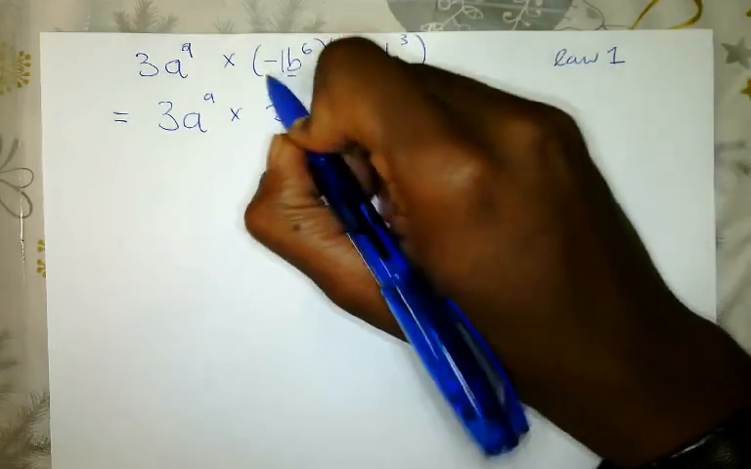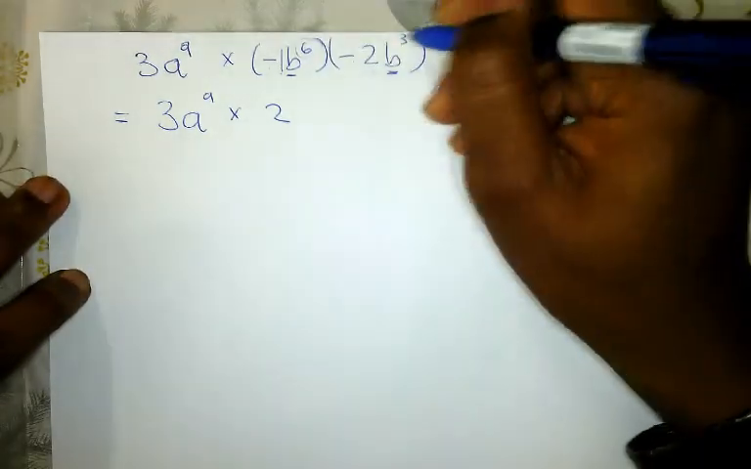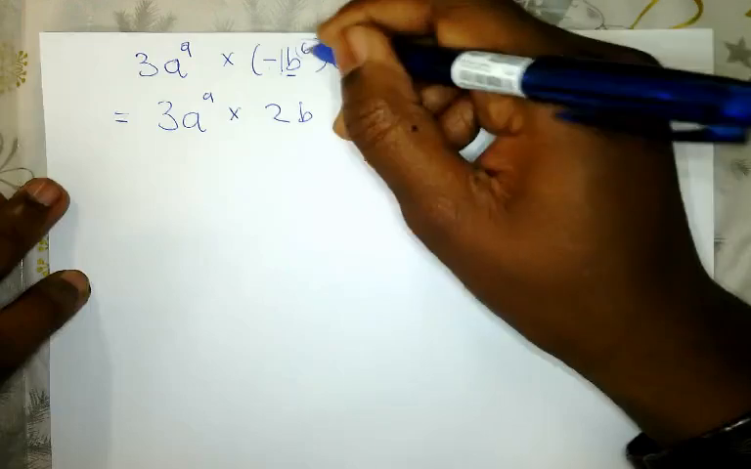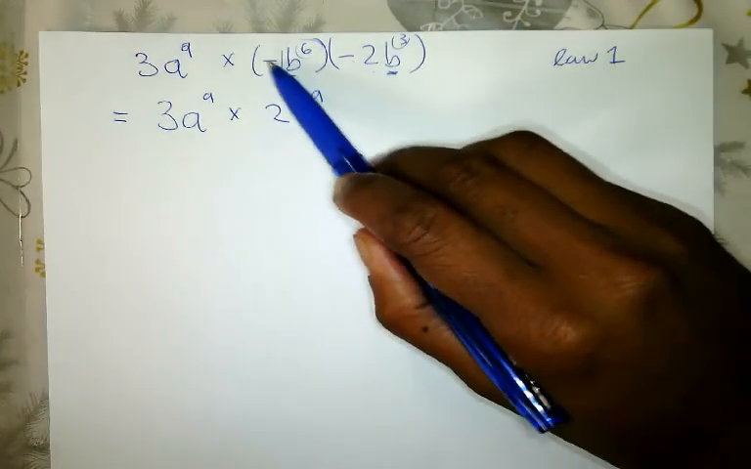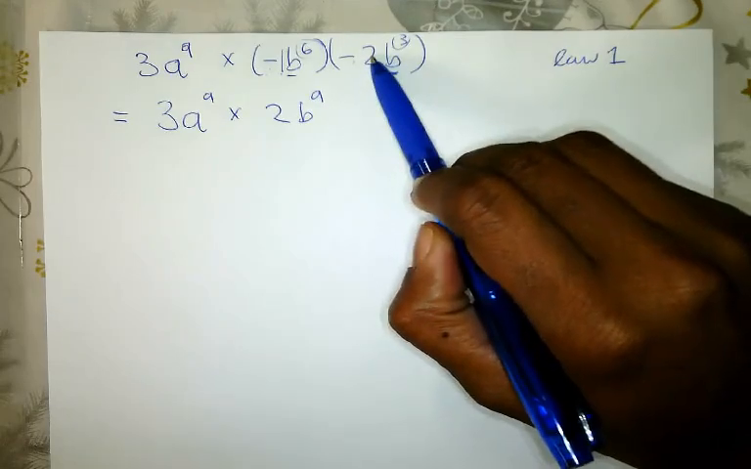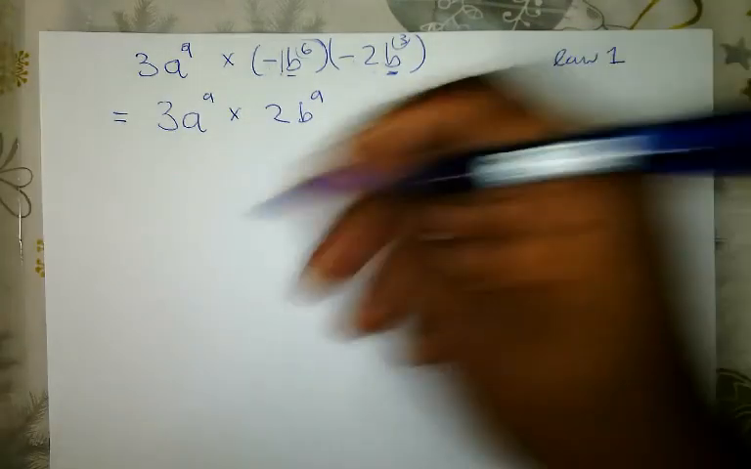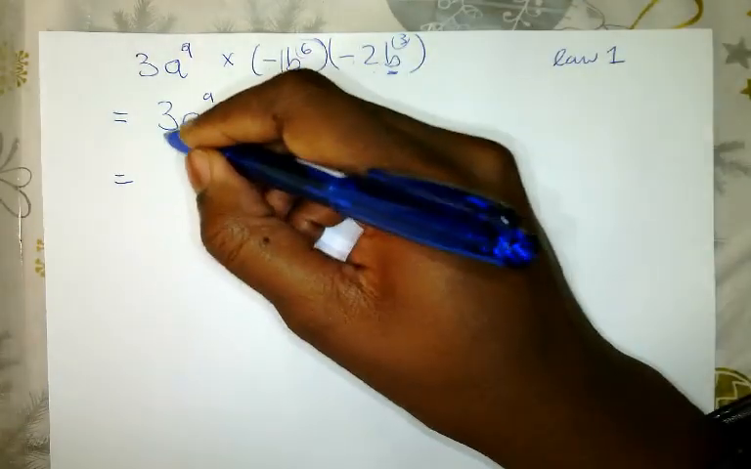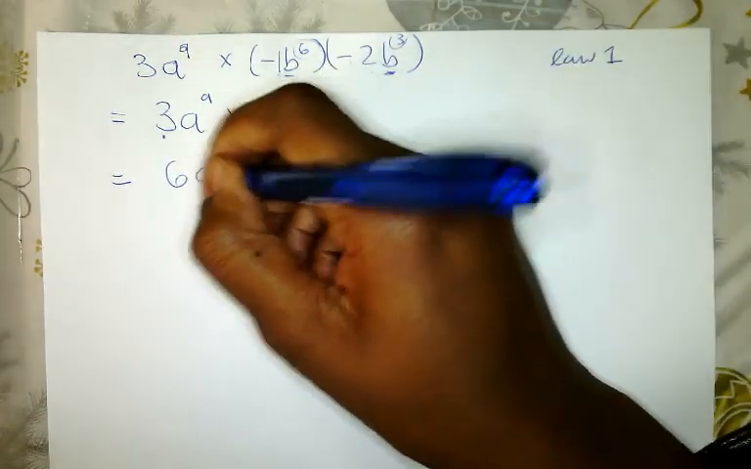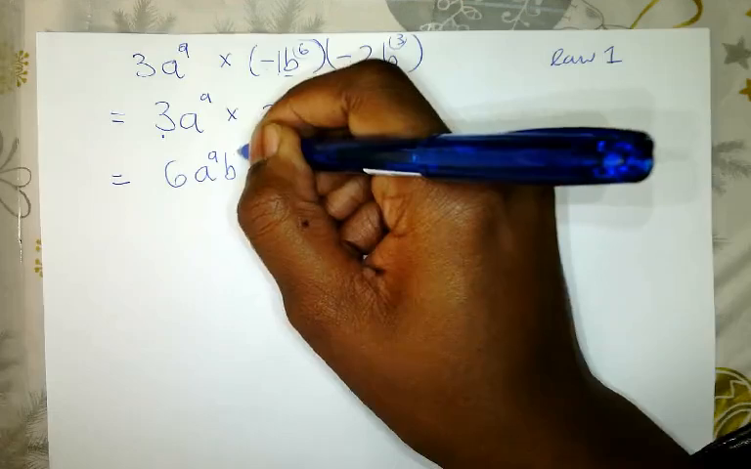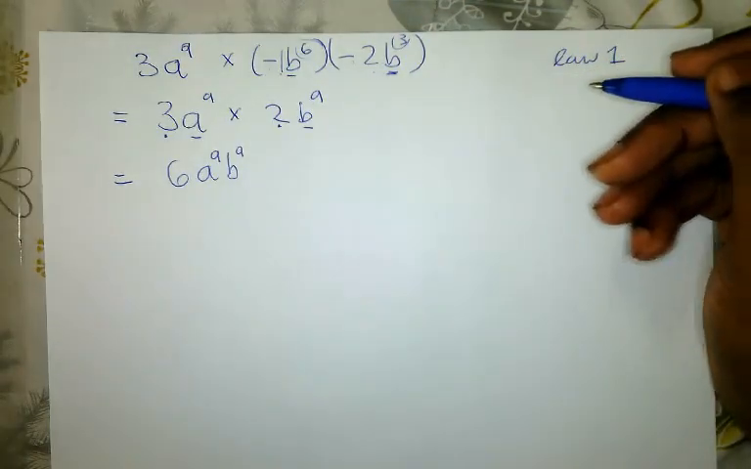We have a positive 2, and then here I'm going to add the exponents. 6 plus 3 is 9. So negative 1 multiplied by negative 2 is a positive 2, and then here we add the exponents. And then what are we going to do here? Multiply the numbers. 3 multiplied by 2 is 6, and then a^9 and b^9. They are not the same base, so I can't add. So we leave it like that.